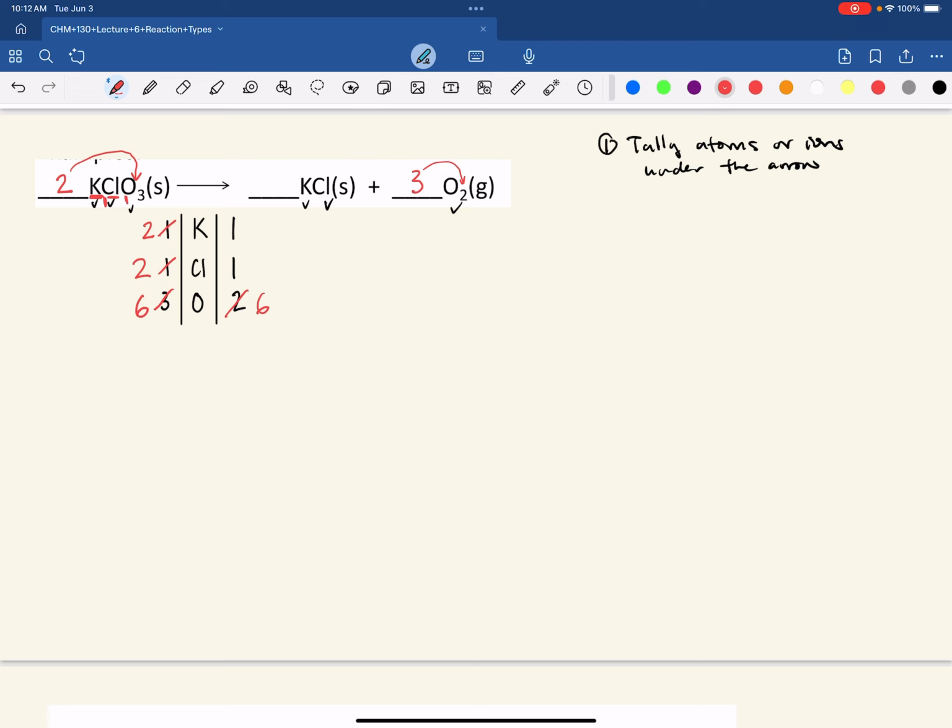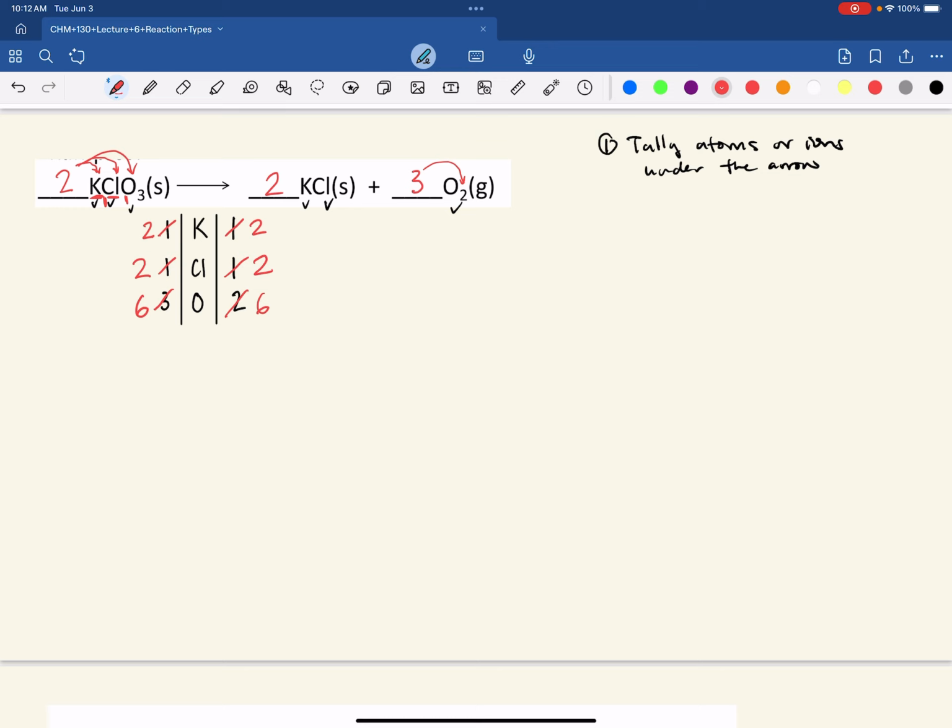So really, it is important to recognize that when you write a number in front, like this, it affects this one, the potassium, the chlorine, and the oxygen count across the board, okay? Now, because I've balanced my oxygens, my K and my Cl are not balanced, so I'm going to put a 2 in front of the KCl so that my potassium is 2 on the right side and my Cl is also 2 on the right side.